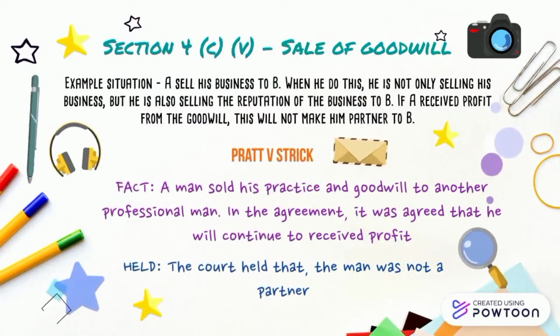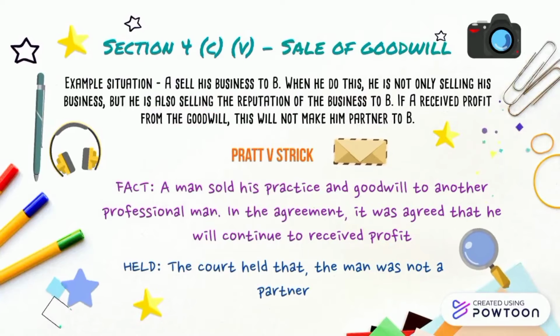Section 4, Subsection C5, Sale of Goodwill. Example situation: A sells his business to B. When he does this, he is not only selling his business, but he is also selling the reputation of the business to B. If A receives profit from the goodwill, this will not make him a partner to B.